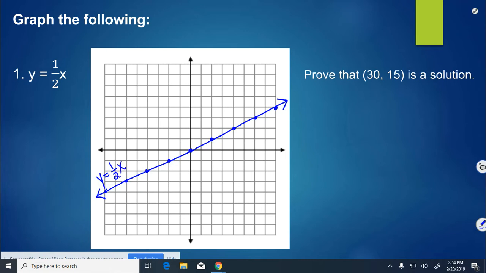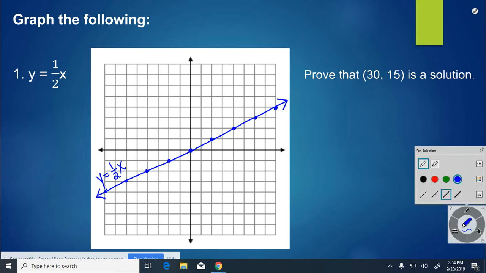So as I said before, there are infinite solutions to this equation. So we see a bunch that fall right on the line. We want to prove that one off the line or off the coordinate plane also satisfies the line. So to do that, we're going to substitute it into our equation.